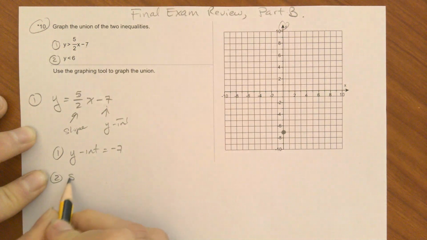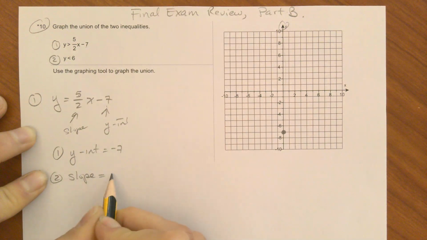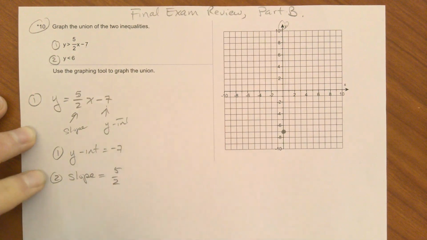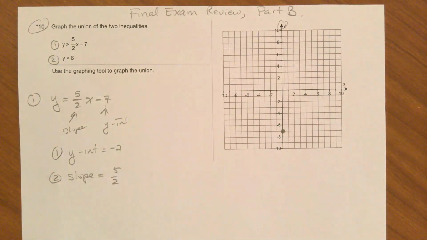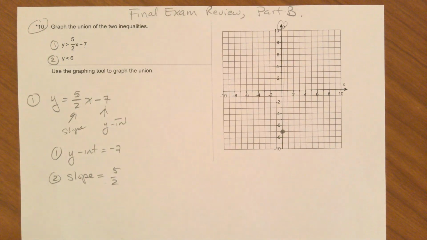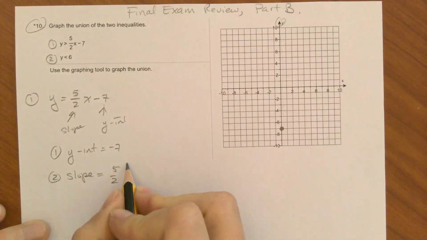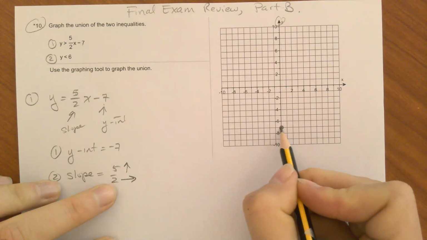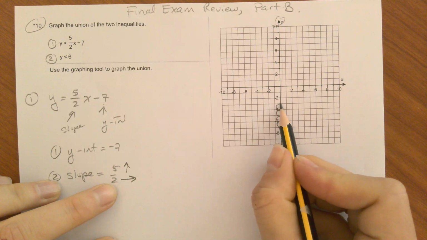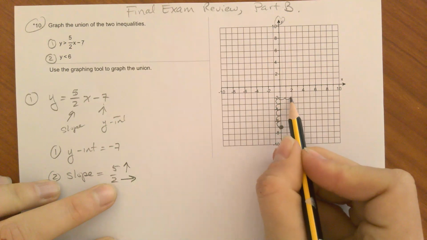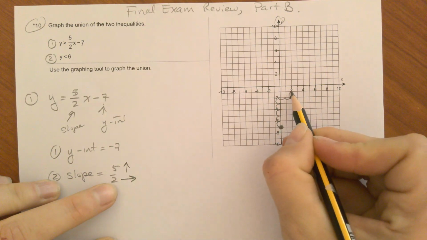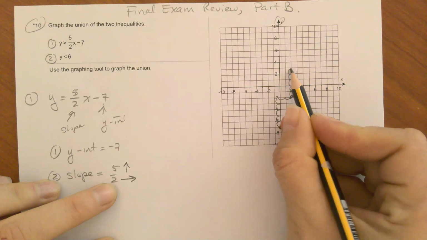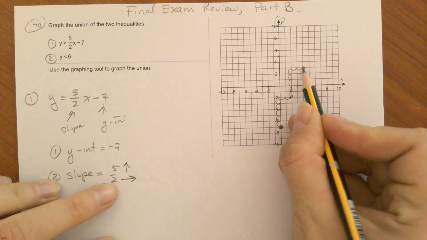Step 2, my slope is equal to 5/2. That means you go up 5 and right 2, starting at the point: 1, 2, 3, 4, 5, right 2, and I can do it again. 1, 2, 3, 4, 5, right 2.